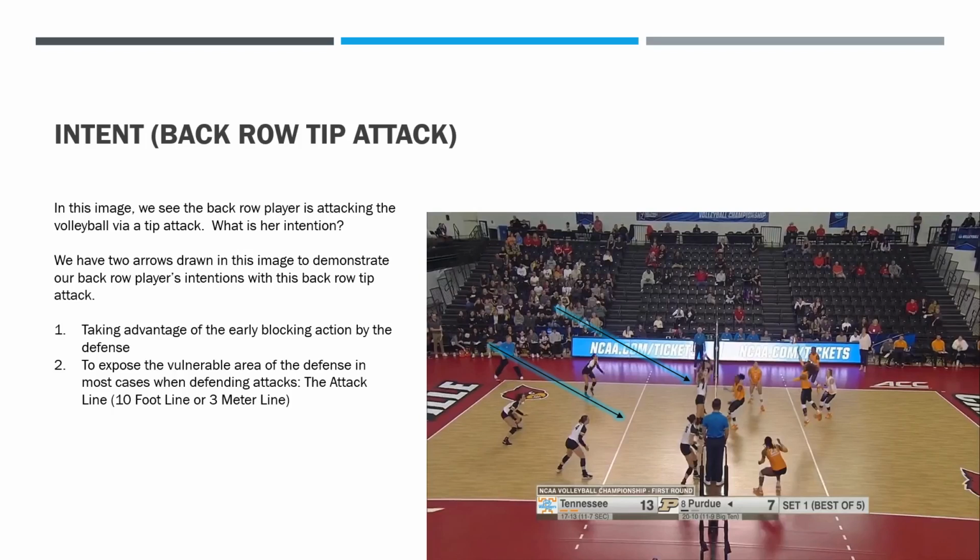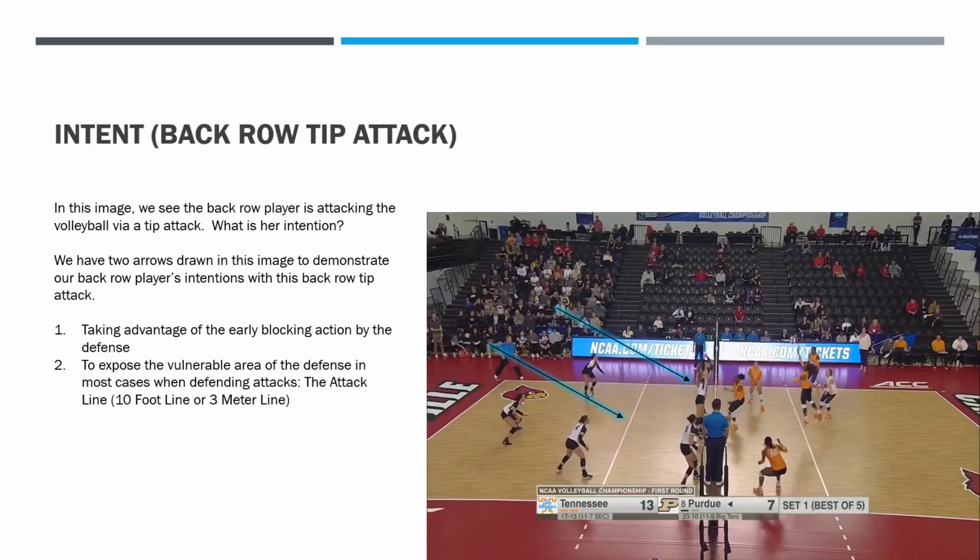So now that we have had an opportunity to view videos of different types of back row attacks, let's take a look at intentions with regards to back row attacks. In the following image, we see the back row player is attacking the volleyball via a tip attack. What is her intention? You can notice in this image we've drawn two arrows to help highlight and demonstrate our back row player's intentions with this back row tip attack.